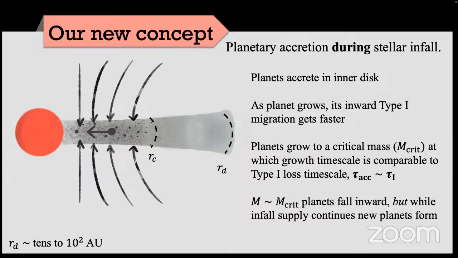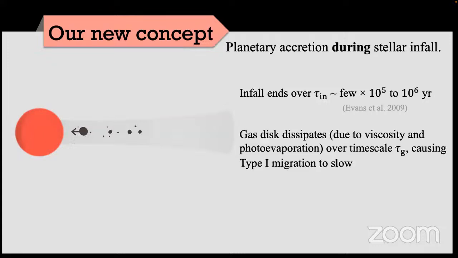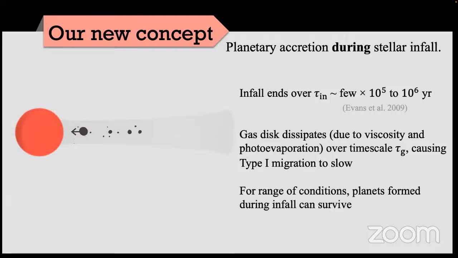So you have generations of planets that form, accrete, and migrate inward. And eventually the infall will end, the gas disk will dissipate due to viscosity and photoevaporation, and the type 1 migration will slow down. And under a range of conditions, which I'm going to talk about, some planets will be able to survive the disk phase.